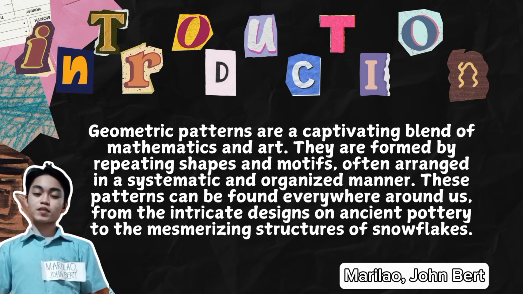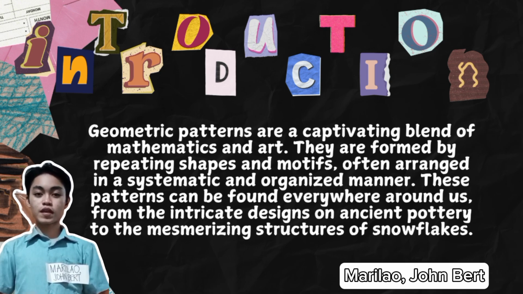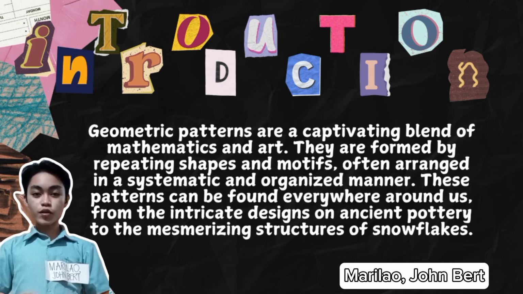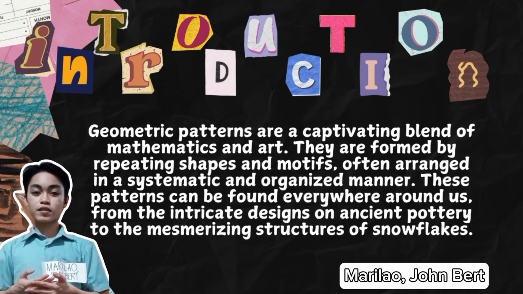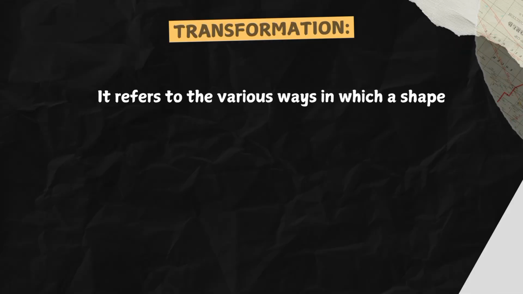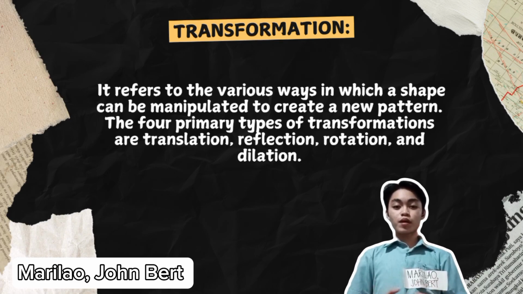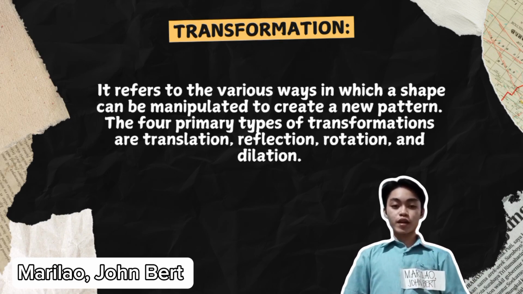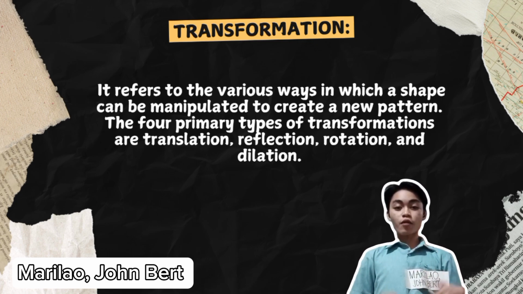Geometric patterns are a captivating blend of mathematics and art. They are formed by repeating shapes and motifs, arranged in a systematic and organized manner. These patterns can be found everywhere around us, from the intricate designs on ancient pottery to the mesmerizing structures of snowflakes. It refers to the various ways in which a shape can be manipulated to create a new pattern. The four primary types of transformations are translation, reflection, rotation, and dilation.